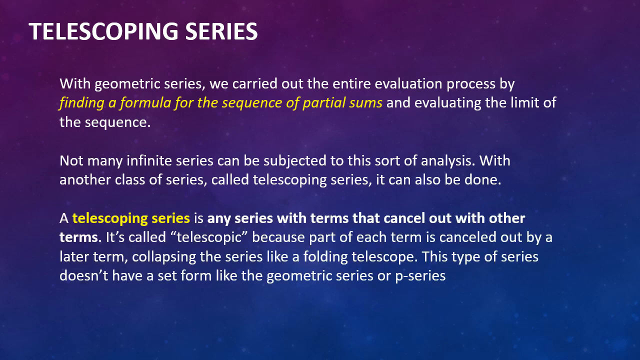A telescoping series is any series with terms that cancel out with each other. It's called telescopic because part of each term is canceled out by a later term, collapsing the series like a folding telescope. This kind of series doesn't have a set form like the geometric series did, a over 1 minus r, or a p series. So in this one, you have to actually do the work. You have to actually find a formula for the sequence and then apply the limit. And that's what we're going to do next.